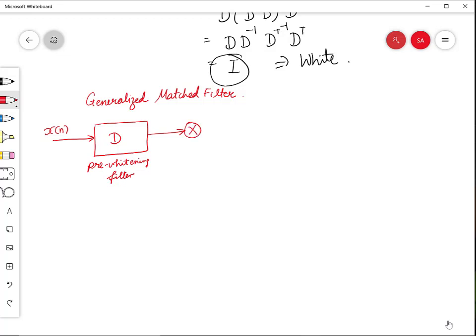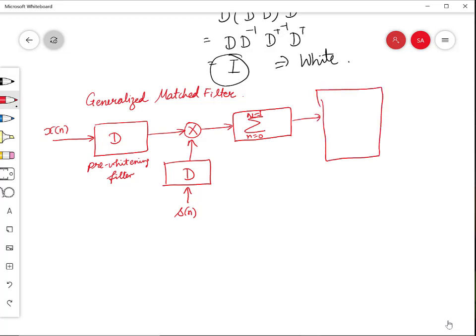Then we multiply it with S dash of n. S dash of n is generated by taking Sn, multiplying it with D, then multiplying it with x of n, then accumulating the multiplication and passing it through a decision maker. If it is greater than gamma dash, it becomes H1. If it is less than gamma dash, it becomes H of 0.